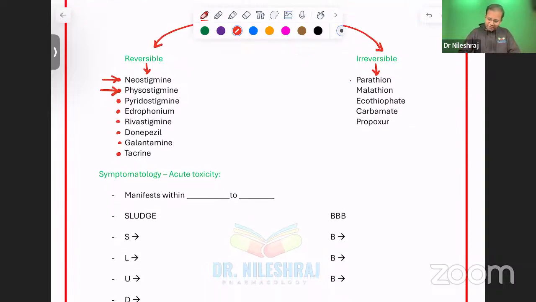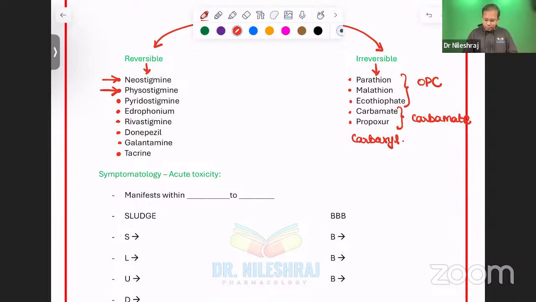Regarding irreversibles, we have parathion, malathion, ecothiopate, carbaryl, and propoxur. Parathion, malathion, and ecothiopate are all organophosphorus compounds. Whereas carbaryl and propoxur, these two molecules are carbamates. One important carbamate is carbaryl. Carbaryl and propoxur, these two molecules will be called the carbamate group of drugs.